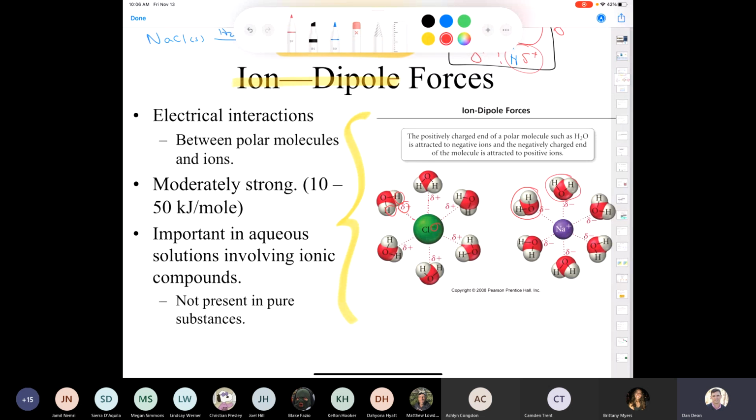Why? Because oxygen has a partial negative charge. Opposites attract, right? People who think alike stay together and make good partners. Okay, that's not the topic. This isn't about relationships. This is about ion dipole forces.